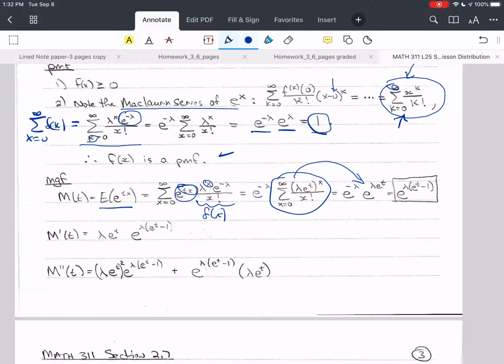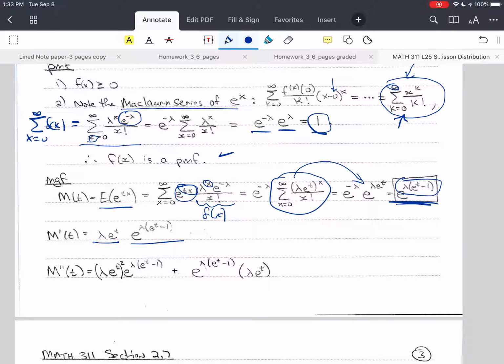If we take the derivative of this, remember we're taking the derivative with respect to t. We take the e to the lambda (e to the t minus 1), and then, using the chain rule, times the derivative of the exponent. And so we end up with lambda e to the t times e to the lambda quantity (e to the t minus 1). Hard to say, easier to see, right?